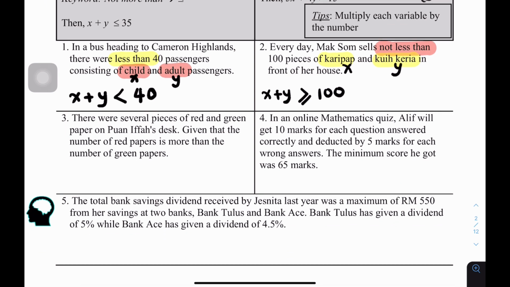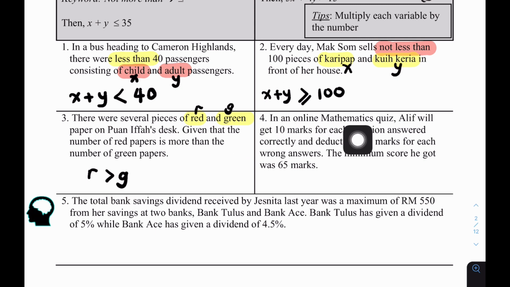Next, number 3. There were several pieces of red and green paper. So ada dua kan? So kita ada red and green, on Puan Ifah's desk. Given that the number of red paper is more than the number of green paper. Kita tahu merah adalah lebih daripada hijau. So kita boleh katakan, kita labelkan dulu. For example, red saya tulis sebagai R, green saya tulis sebagai G. So red is more than green. Boleh?